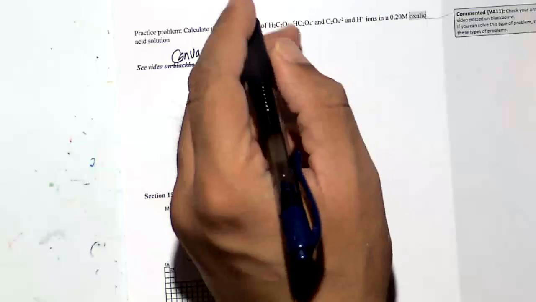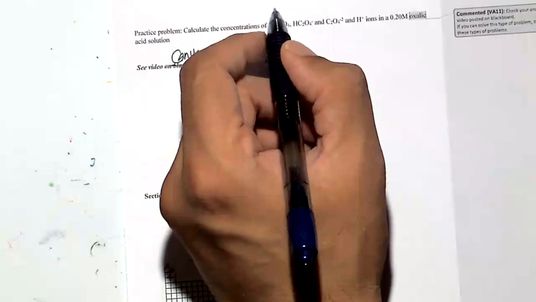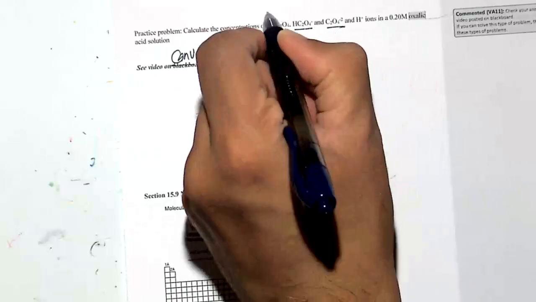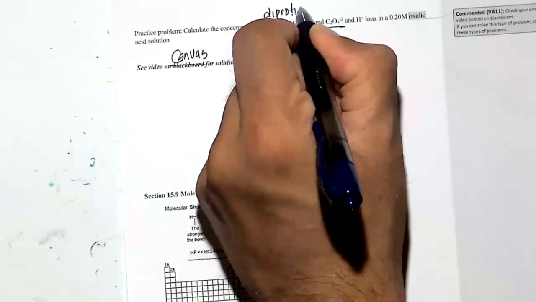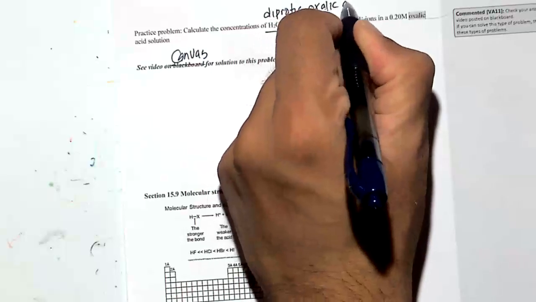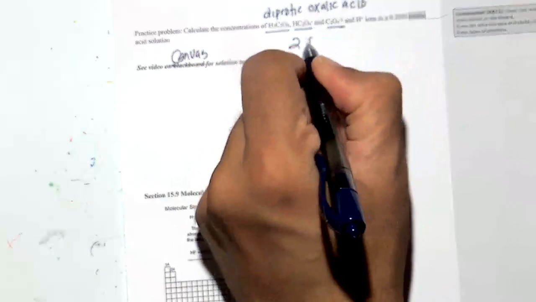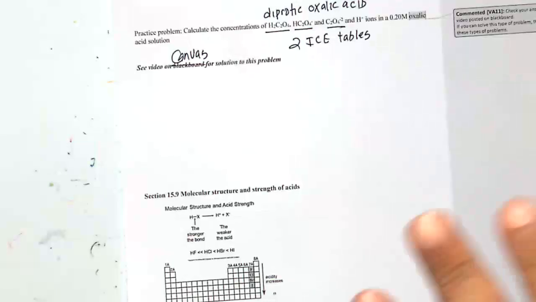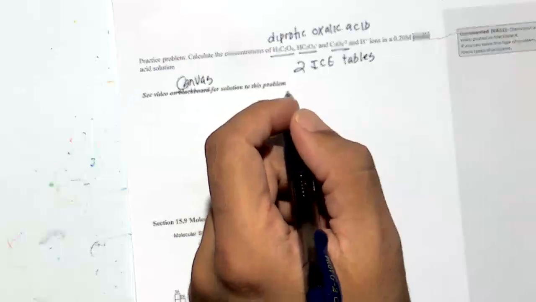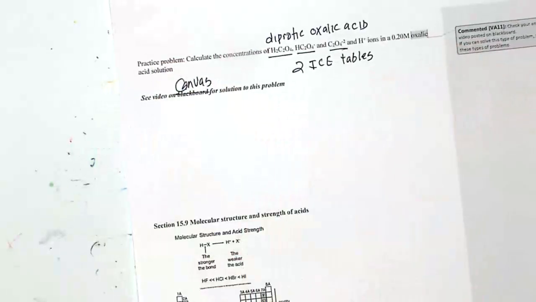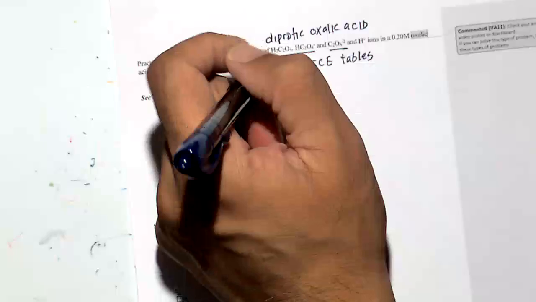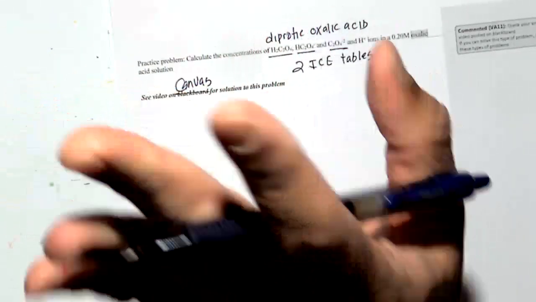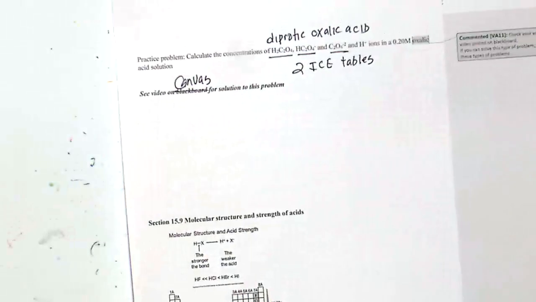You can check this out, but I will not ask you this on the exam. It's basically doing an ice table, but you're doing an ice table on a polyprotic acid, in this case the diprotic oxalic acid. So you'll need 2 ice tables. You can check that out if you have some time, and if not, that's okay. I will not ask you this, but this is kind of advanced. If you know how to do this, or at least understand it, then anything on the exam should be very, very easy.